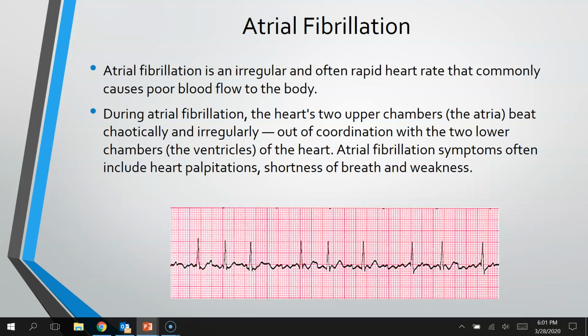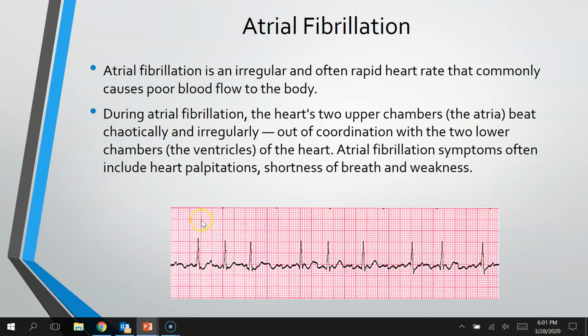They're not in sync with the AV node and the bundle of His and the bundle branch blocks and all of that. So that SA node's just firing like crazy, but that connection to the AV node is just not right. So what happens is they feel like their heart rate is really, really high. They feel palpitations. They can get short of breath and weak.